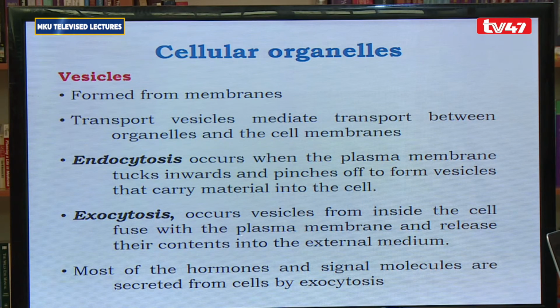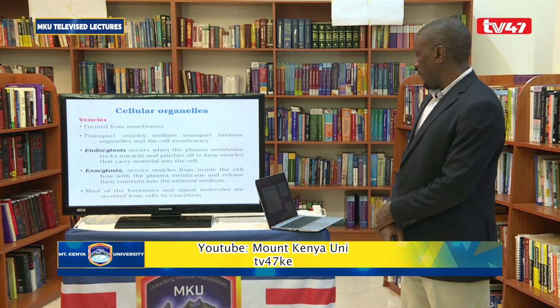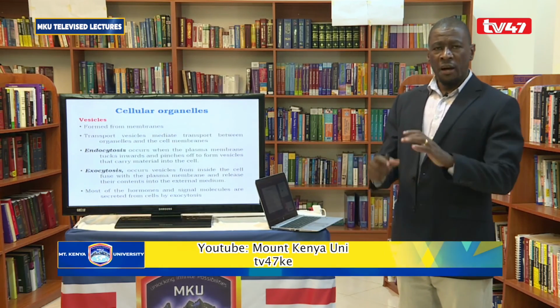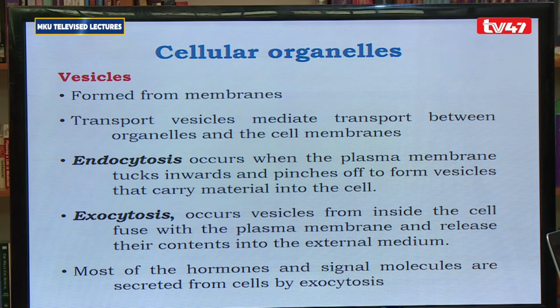We have also vesicles. Vesicles are formed from membranes. I'm going to show you a diagram to show you how vesicles are formed from membranes, but they are formed by pinching off of the membrane, and they are involved in transport. They help in transportation of substances from the external part of the cell to the internal part of the cell, or from the internal part of the cell to the external part. They provide a cover for the substances being transported, so that they do not mix with other parts of the cell, as I'll show you in the diagram.